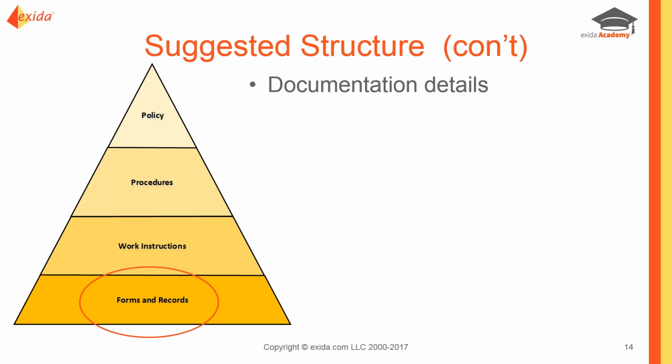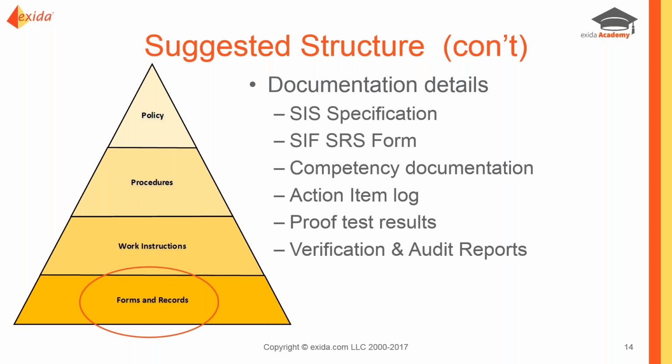And finally, our fourth tier is the documentation details. What forms and records are we going to keep? Something like the safety requirement specification, we may have a template or format that we define for safety instrumented function SRS in our policy level. And then of course when we implement individual projects, that document is used as the form of the record keeping for the individual SIFs in a specific application.